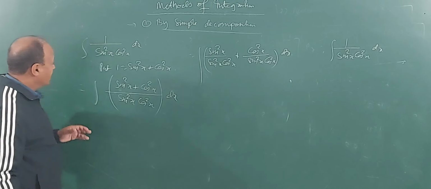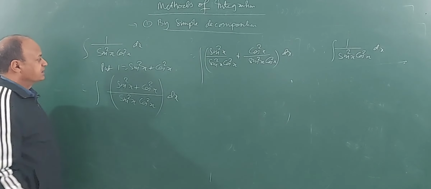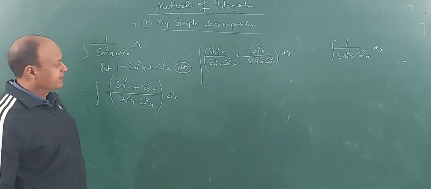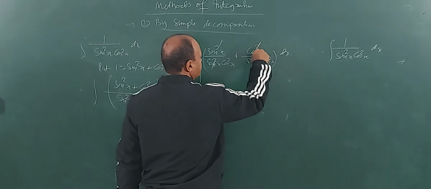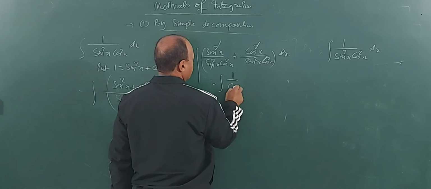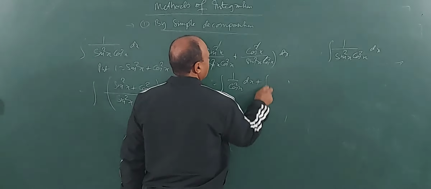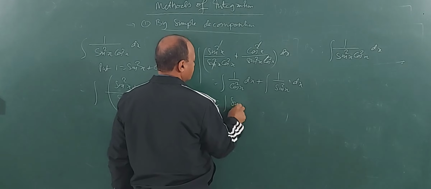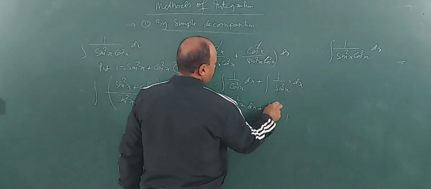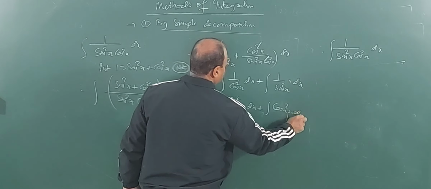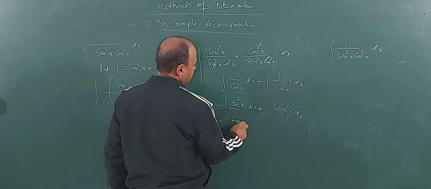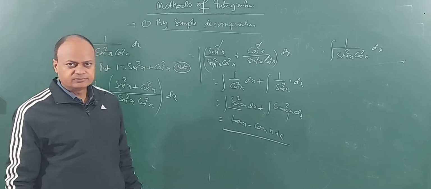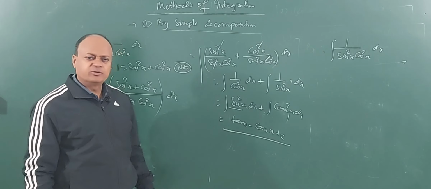Clear? So what trick did I use? I replaced 1 by sin square x plus cos square x. This is to be noted by you. Note this step. Okay? And then I cancel out sin square x and I cancel out cos square x. So it will be integration of 1 by cos square x plus integration of 1 by sin square x. Integration of 1 by cos square x is what? Sec square x, and this is cosec square x. So it becomes tan x minus cot x plus c. Clear? So this is very easy and I'm sure you'll be able to do it. Okay.